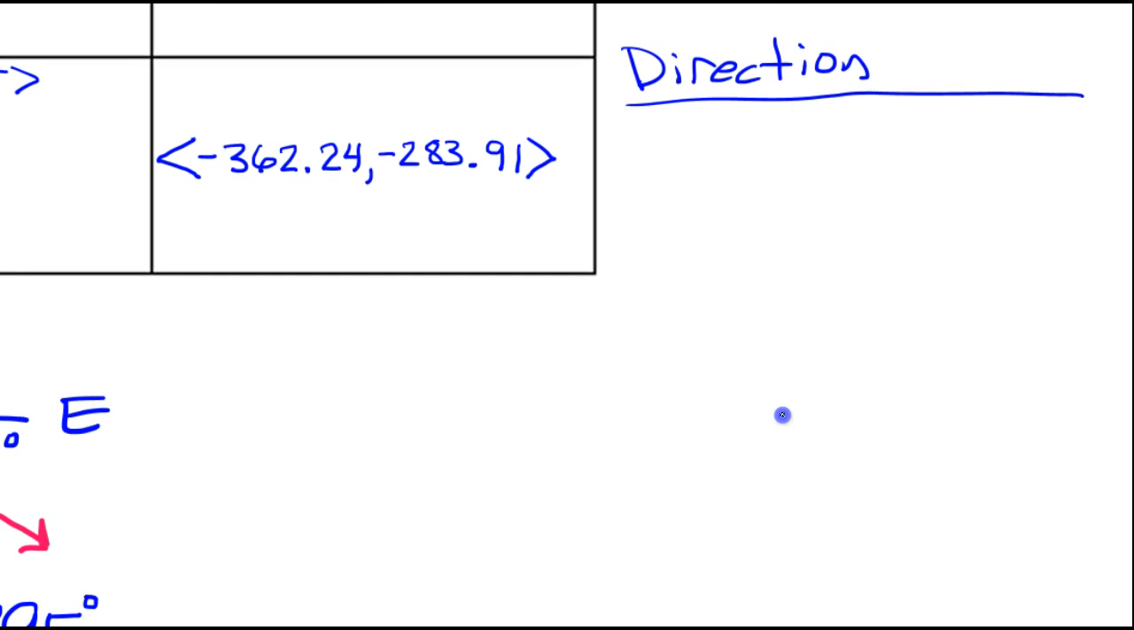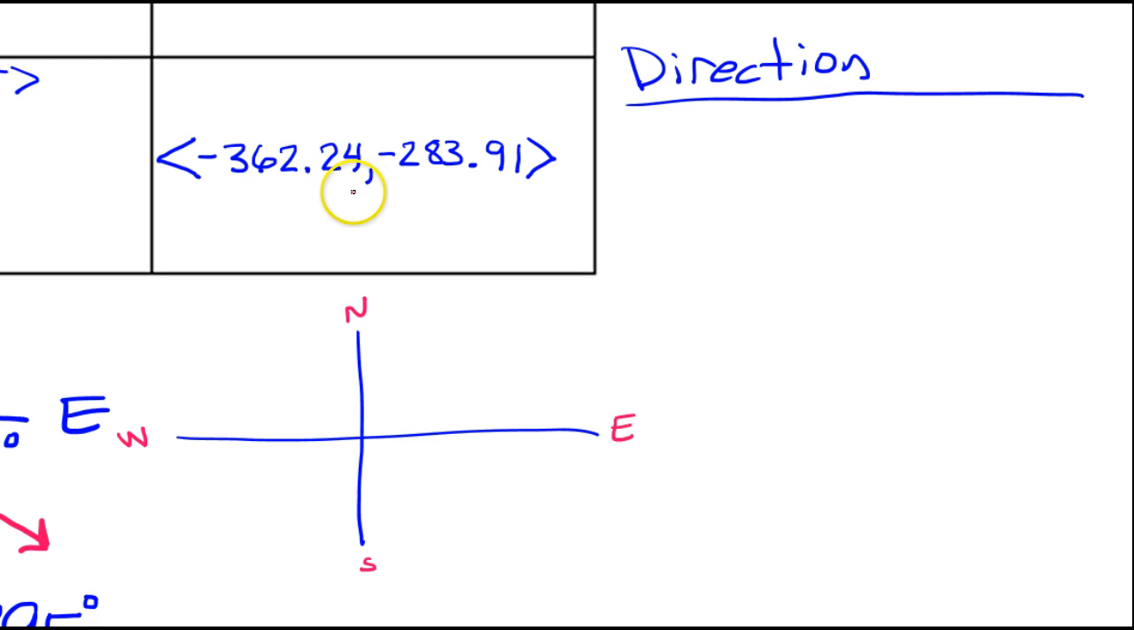Okay, let's make a little diagram. So we have a negative horizontal component and a negative vertical component. That means, let's see, north, south, east, west. That means we are west and south, or left and down on this graph. That puts us in the third quadrant. So let's draw a vector into the third quadrant.